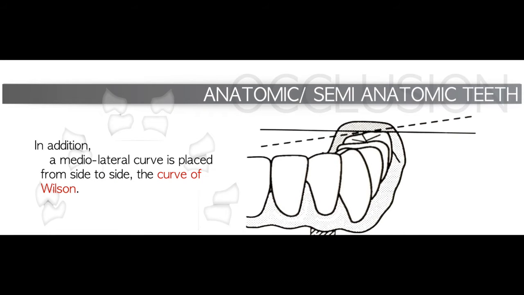There's also another compensating curve. The mesiolateral curve is placed from side to side, and it's called the curve of Wilson. So this diagram shows molar teeth, and the buccal cusp and lingual cusp heights are angled lingually, which provides the curve of Wilson. So these two are the compensating curves present for setting the posterior teeth to achieve bilateral balancing contact.